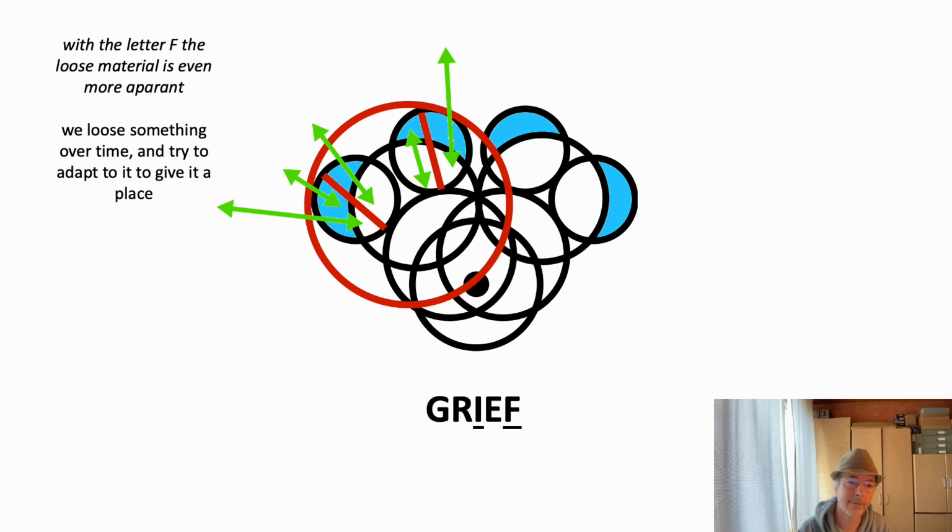The word grief, which is lying in the effects of it, thanks to the E, it is about losing something over time. We try to adapt to it and give it a place. And with the F, it is also always about loose material. So this material is about loss and about winning. It's about the interaction. We try to give things a place, which is a bit difficult in this situation.